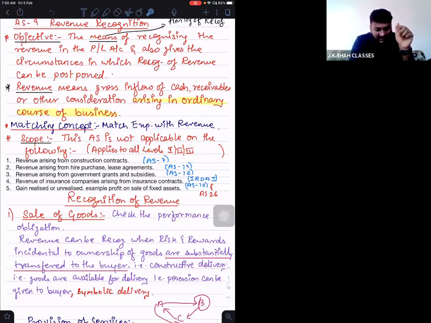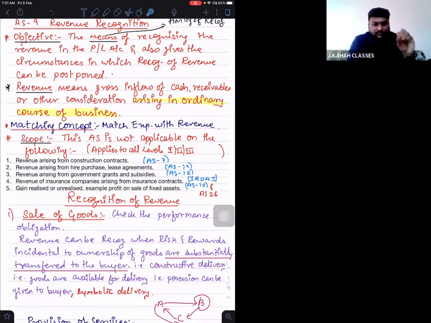Right? So now, when will you record the sale of goods? Sir, sale of goods I will recognize when the risk and reward incidental to ownership is transferred to the buyer. And for this, I will check my performance obligation. So this is the first condition that I have to fulfill. Plus the second condition, at the time of sale, I am certain that the ultimate collection will be done. So if these two conditions are met, I can say that revenue from sale of goods can be recorded in the books of accounts. Correct?